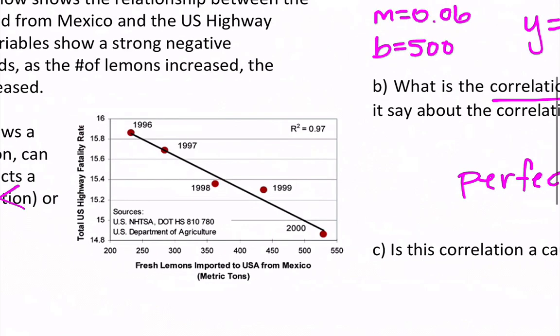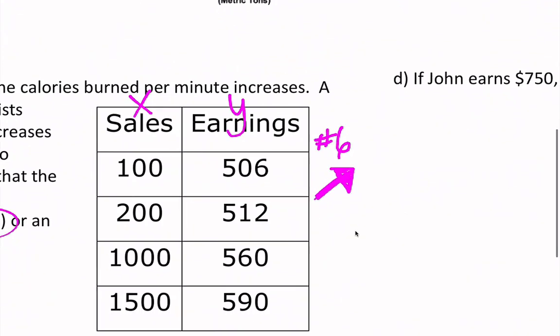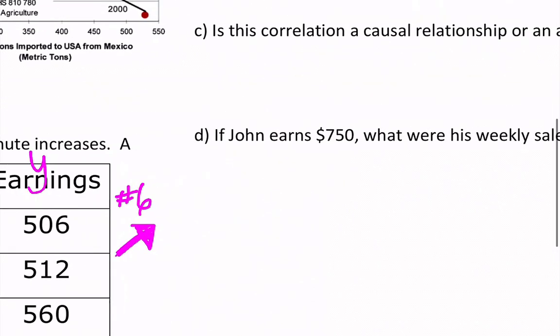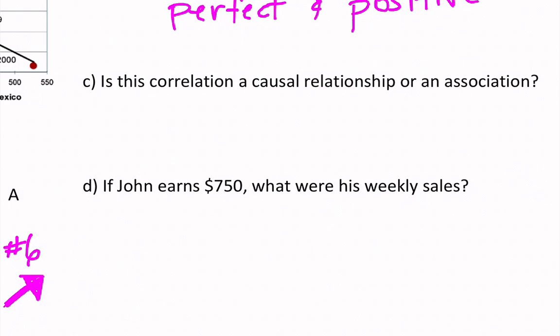So remember, we're talking about John and how much he sells compared to how much that he earns. So does the amount that John sells cause the amount he's going to earn on his paycheck? Yes. So on this one, it is a causation.